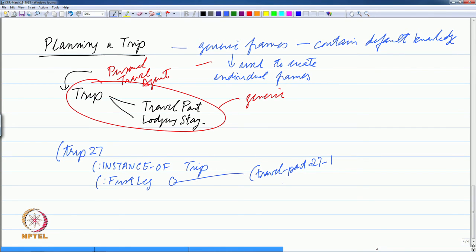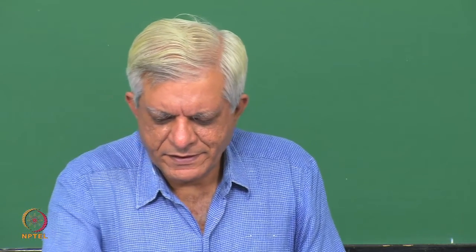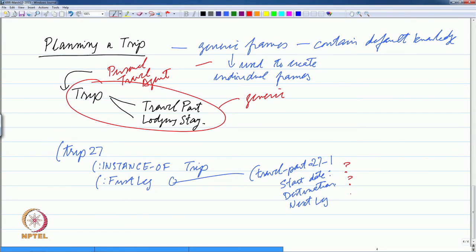And it should prompt me for the start date, destination, and let us say next step or next leg. So, the system should prompt me, okay, you want to go on this trip, what is the date, what is the destination and what is going to be the next leg essentially. So, let us say I fill in some date, let us say 27th March, and let us say Delhi, and let us say I say next leg is Chandigarh.